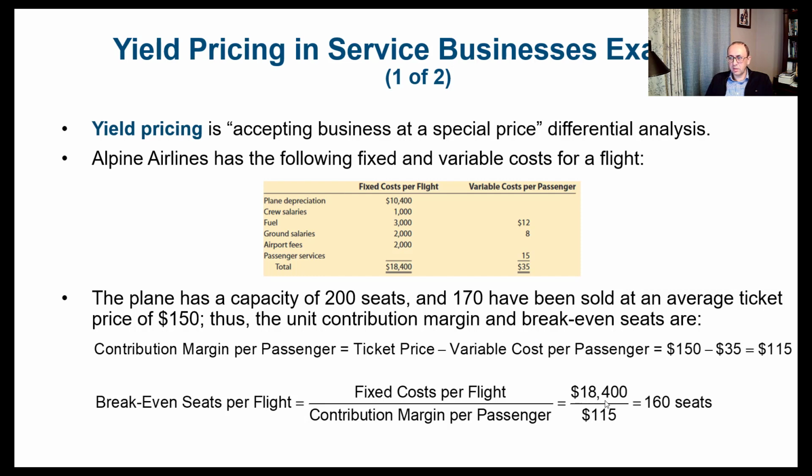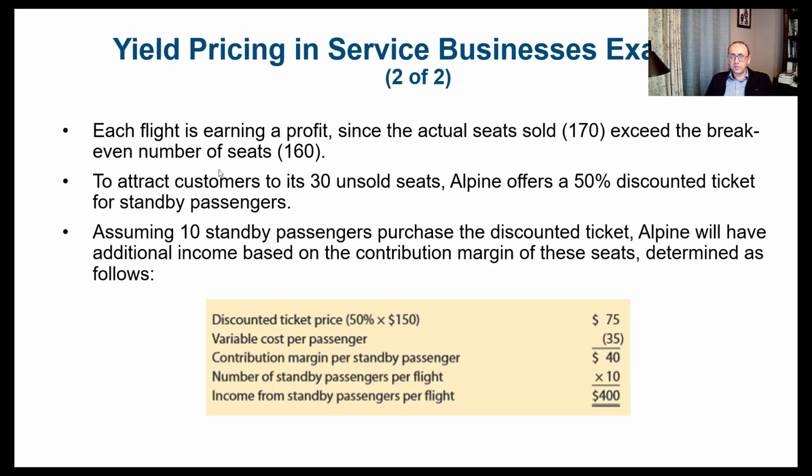So we're taking the $18,400 divided by $115, and it turns out that once we sell 160 seats, then our fixed costs per flight are covered. So each flight is earning a profit since the actual seats sold, 170, exceed the break-even number of seats, which is 160. Remember, the capacity of the flight is 200.